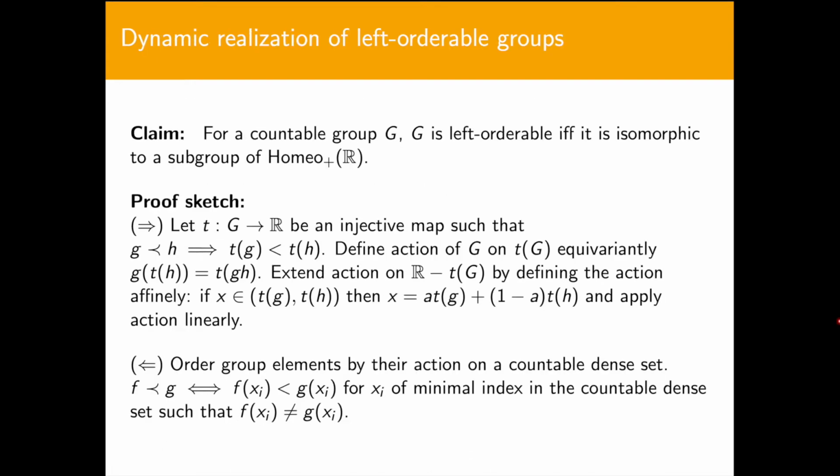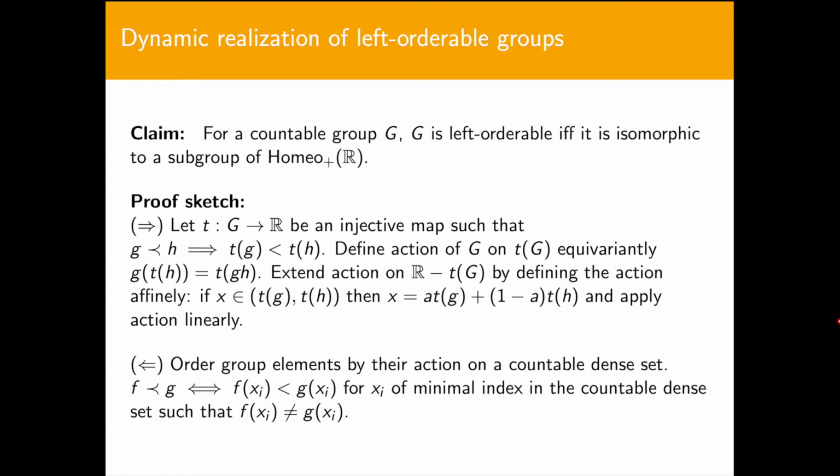So for our last topic, let's talk about the dynamic realization of left-orderable groups. So our claim is as follows. For a countable group G, G is left-orderable if and only if it's isomorphic to a subgroup of the group of orientation-preserving homeomorphisms on R. So let's sketch the proof.